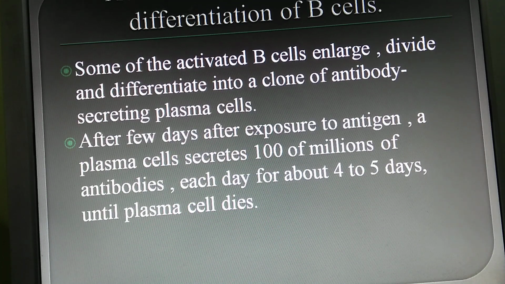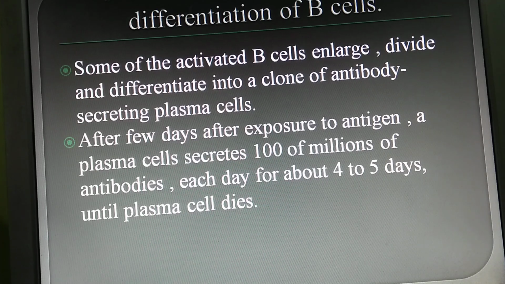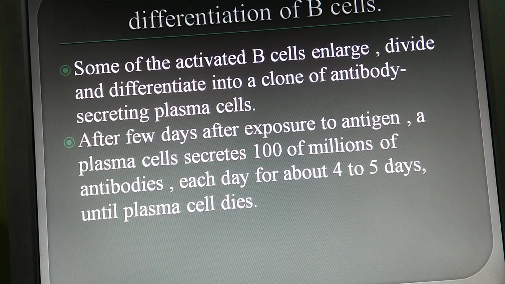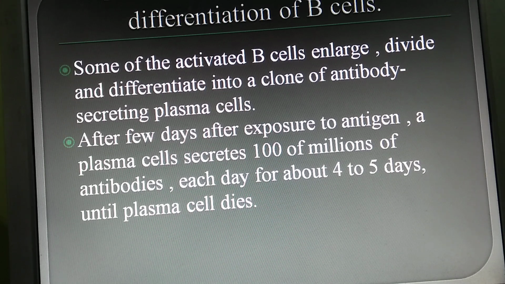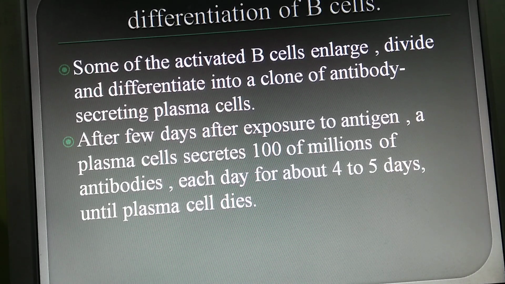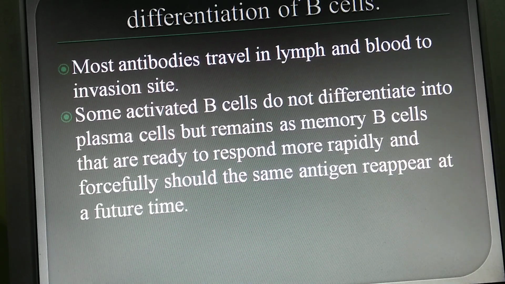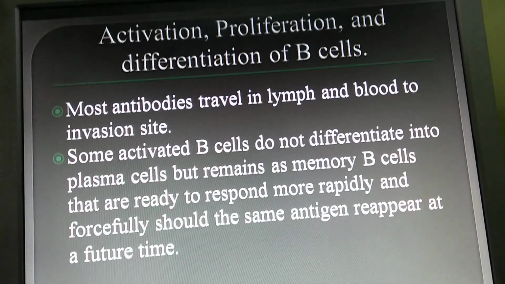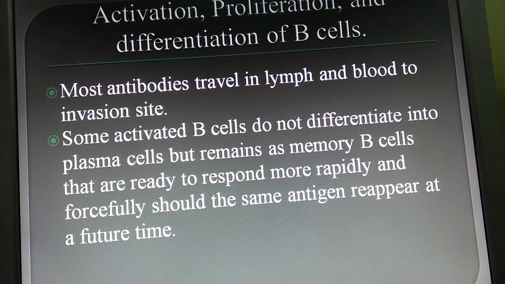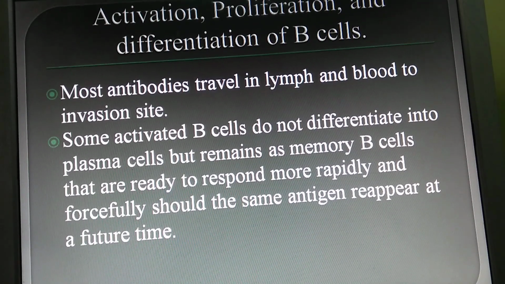Now some of the activated B cells enlarge, divide and differentiate into a clone of antibody secreting plasma cells. A few days after exposure to antigen, a plasma cell secretes 100 million antibodies each day for about 4 to 5 days until the plasma cell dies. Most antibodies in the lymph and blood travel to the site of invasion.